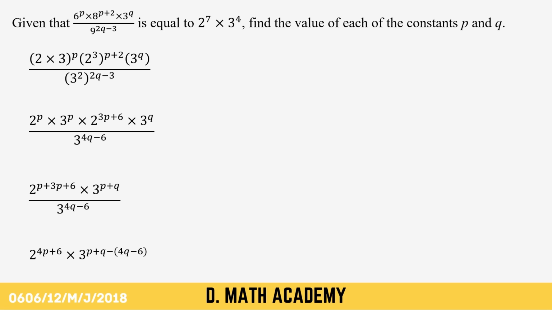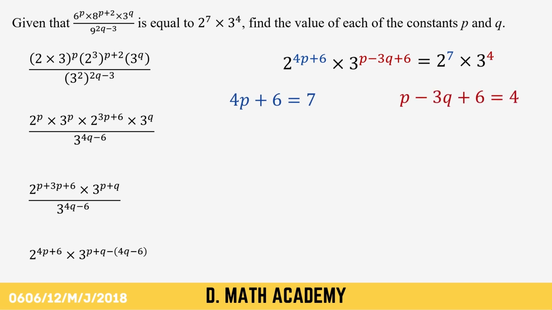So you run the calculation, you will get 2 to the power of 4p plus 6 times 3 to the power of p minus 3q plus 6. And this is being compared to 2 to the power of 7 times 3 to the power of 4. So I color coded them so that I can run the calculation more effectively. So I have 4p plus 6 equals to 7 and p minus 3q plus 6 equals to 4.